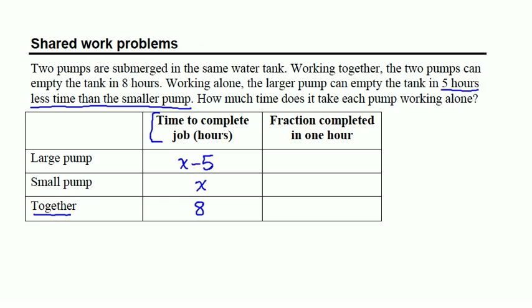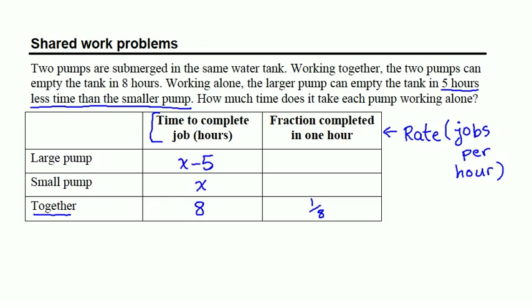The fraction completed in 1 hour is kind of like thinking of it as a rate in jobs per hour. So if it takes 8 hours for the two pumps to complete the job together, it makes sense that in 1 hour, the two pumps together would complete 1/8 of the job.